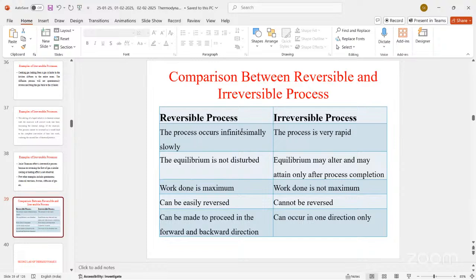In a reversible process the process occurs slowly, whereas the irreversible process occurs very rapidly. Equilibrium is not disturbed in a reversible process, while in an irreversible process equilibrium may be attained only after the process is complete. In a reversible process the work done is maximum, whereas in an irreversible process the work done is not maximum. A reversible process can be easily reversed, while an irreversible process cannot be reversed. A reversible process can proceed in the forward and backward directions, while an irreversible process can occur in one direction only.